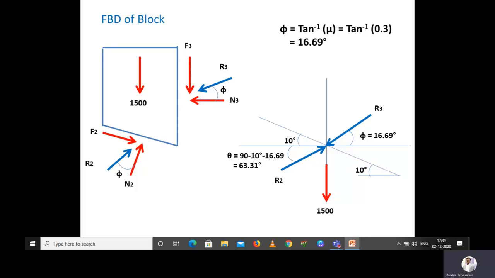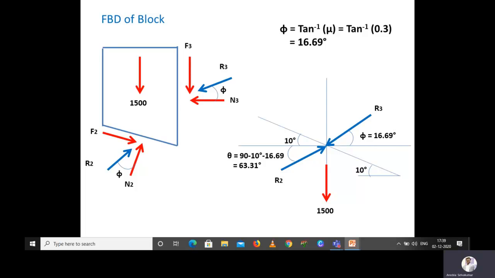So I want to calculate only the angle of R2 with respect to horizontal. The inclined plane is already at 10 degrees, so we have to subtract that value from 90 degrees. So 90 minus 10 degrees will come. Then if you see the diagram, R2 is at an angle of 5 with N2. That value also we have to subtract from 90. So 90 degrees minus 10 degrees minus 16.69 will give the angle of R2 with respect to horizontal.